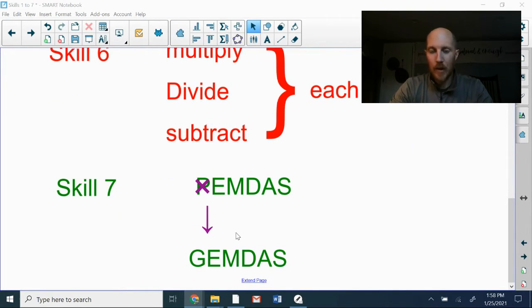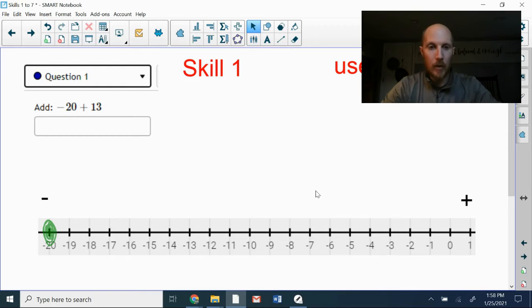Skill number 7, order of operations. You might have learned PEMDAS. I think GEMDAS is a much more apt acronym for us to use in algebra, where we change that P for parentheses instead to G for grouping, since in algebra we see a lot of different ways to group things together, and parentheses is just one of those different ways.